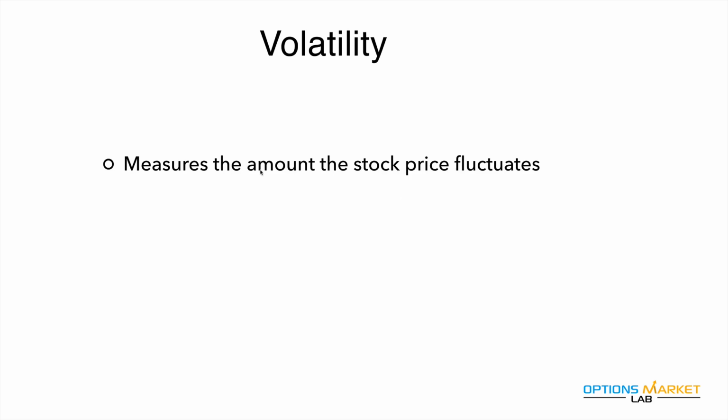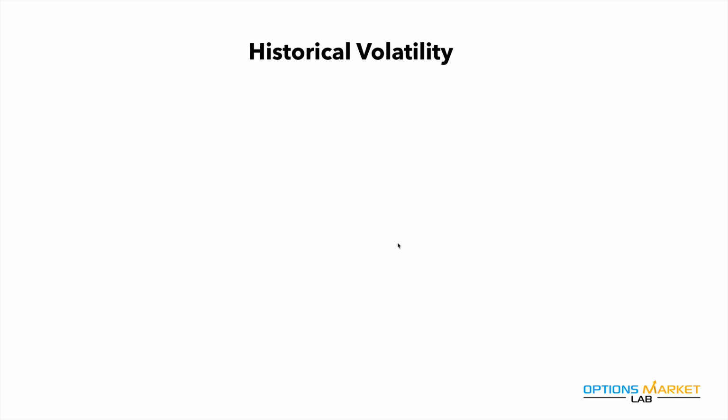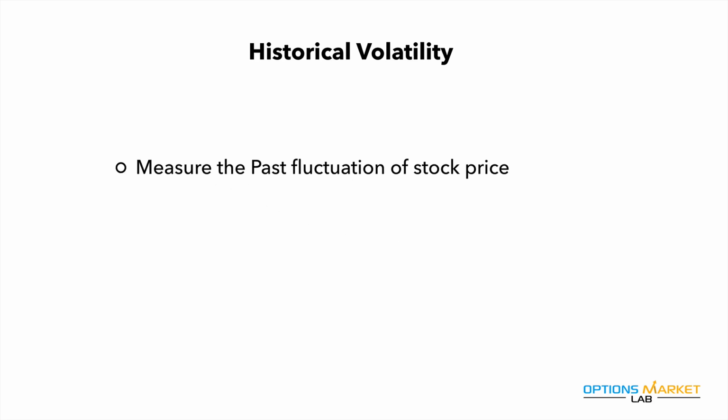Volatility is a measurement of the amount of stock price fluctuation. There are two types of volatilities: historical and implied volatility. These are the two main ones we will be focusing on today. Let's start by going over historical volatility. Historical volatility measures the past fluctuation of stock price. From the current day and the past, it'll tell us where the price of the stock has been. It can be used to compare with the implied volatility.